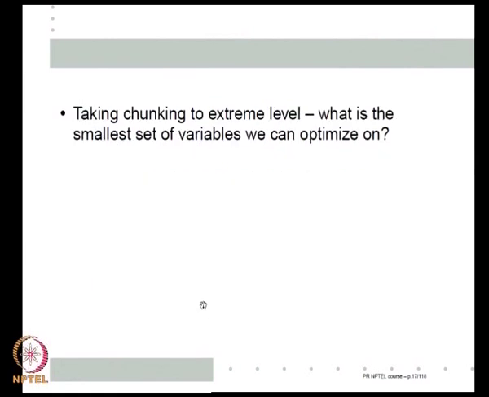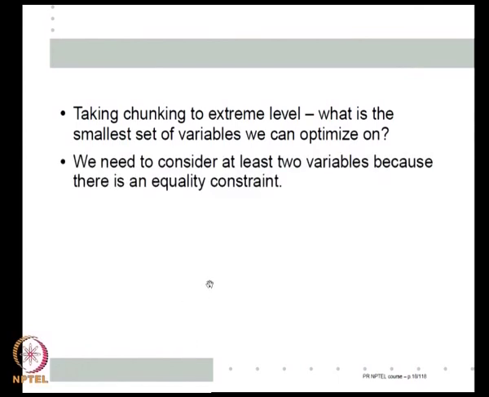Now, as we have seen, chunking is basically doing a few variables at a time. So, I can ask what is the extreme chunking I can do, what is the smallest set of variables I can optimize on. Can I do coordinate wise optimization in this problem? I can't, because the mu i's have to satisfy one equality constraint, summation mu i y i is equal to 0.